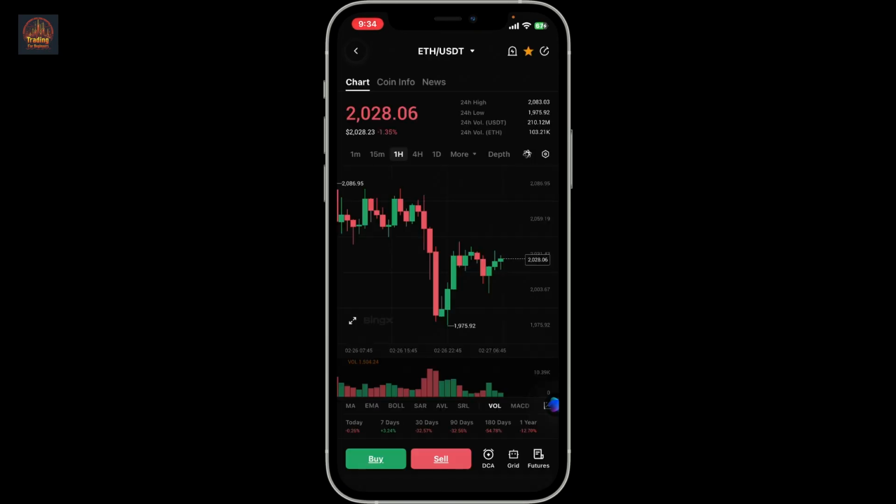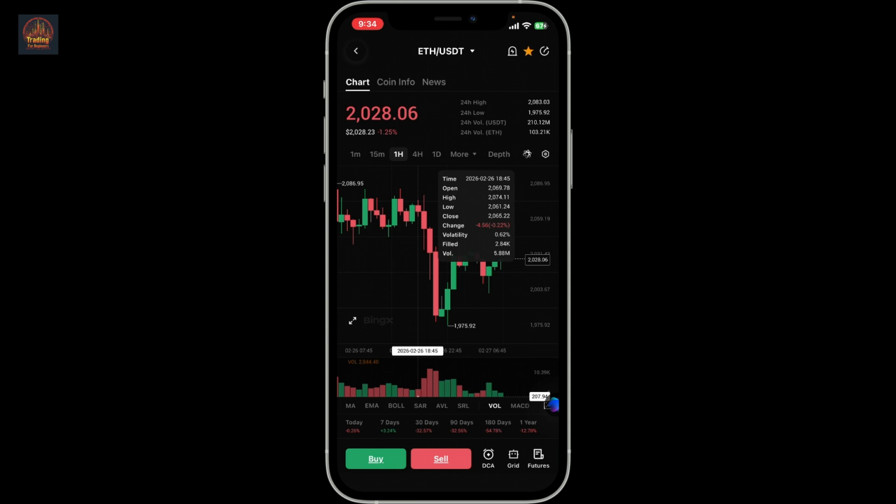If you go back, you will be able to see volume bars at the bottom of the screen. These are colored bars. Volume shows how many traders are active. High volume equals strong market interest, whereas low volume equals a weak or quiet market.